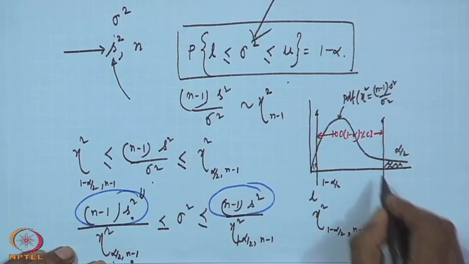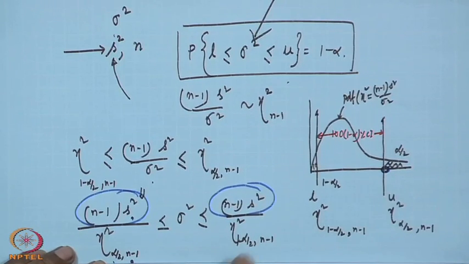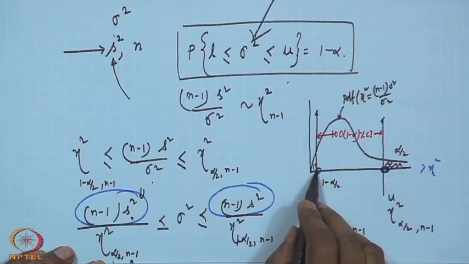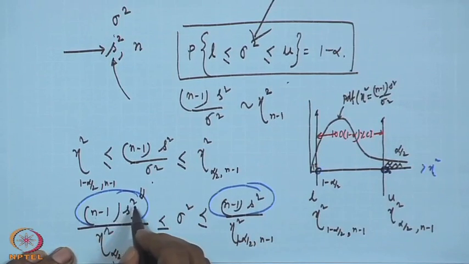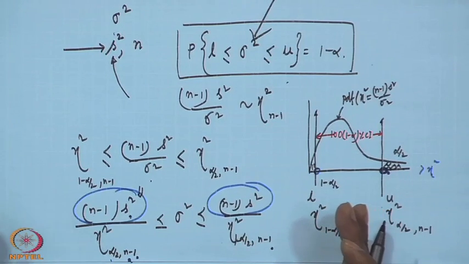What value is this? This is this value, and on the right hand side this value is the other one, and you can find out that this is the chi square axis. So definitely this value is less than this value. That means n minus 1 a square by chi square alpha by 2, n minus 1 is definitely less than n minus 1 a square by chi square 1 minus alpha by 2, n minus 1, and that is the interval.